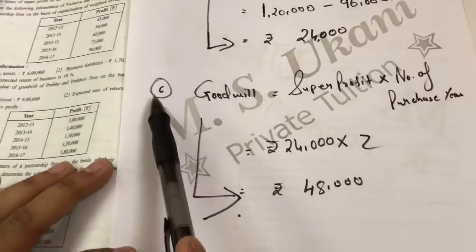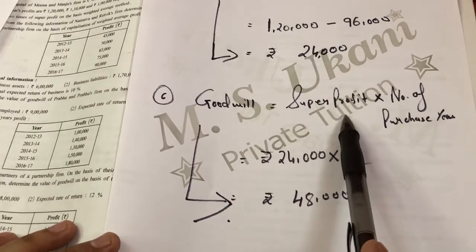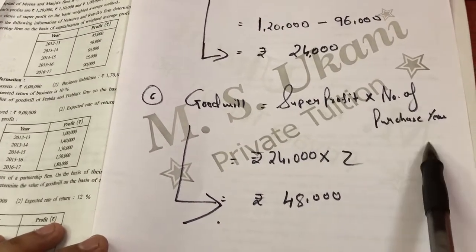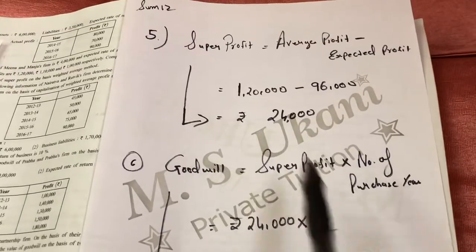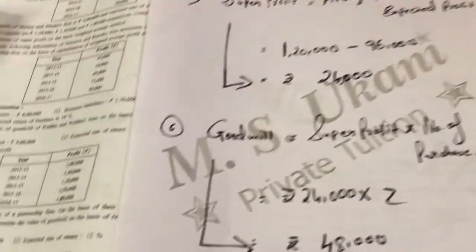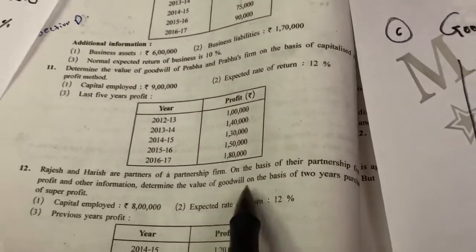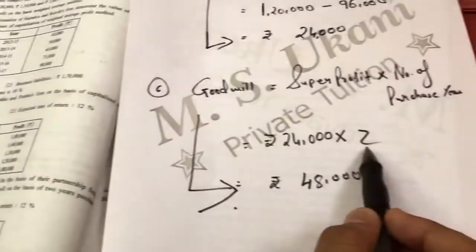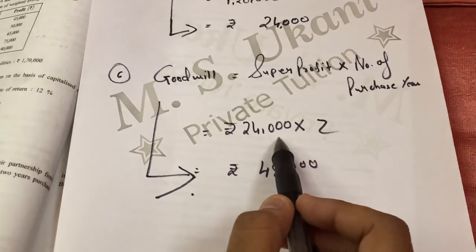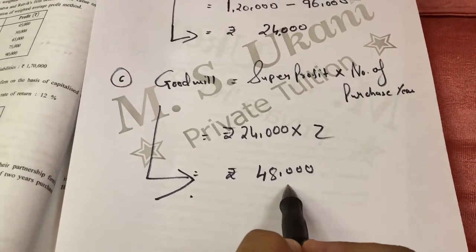Now the last step, that is goodwill. So the formula for goodwill will be super profit multiplied by number of purchase year. Super profit is 24,000. Okay, and number of purchase year, that is already given in the sum. See here, goodwill on the basis of 2-year purchase. Okay, so we had multiply year 2. So 24,000 multiplied by 2, we will get goodwill rupees 48,000.